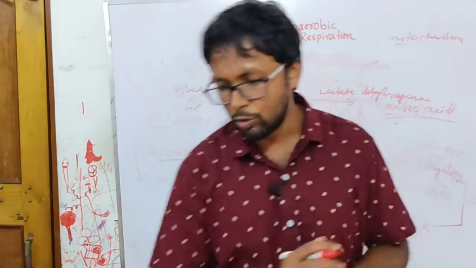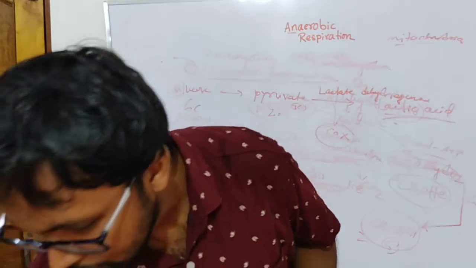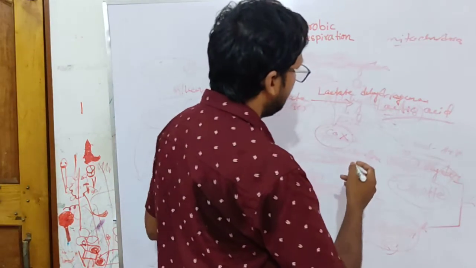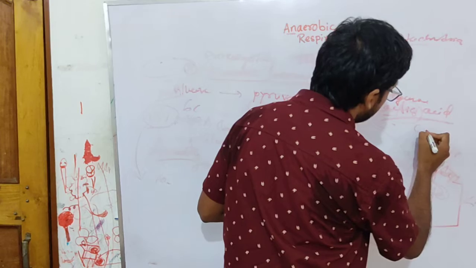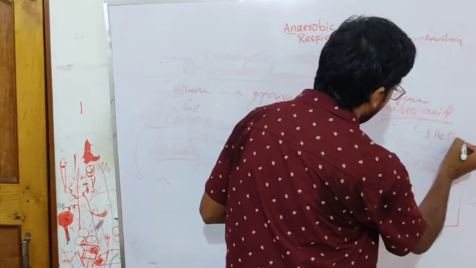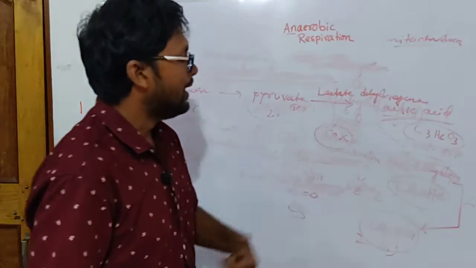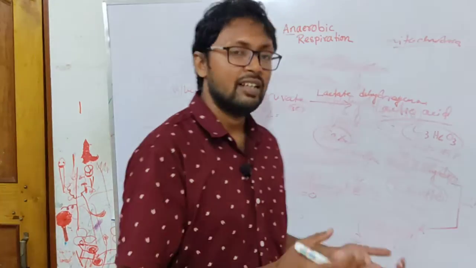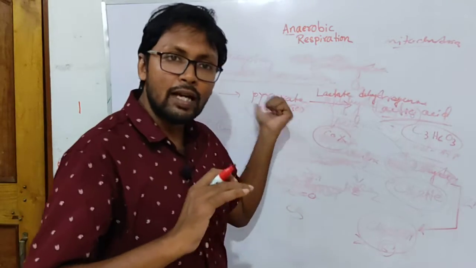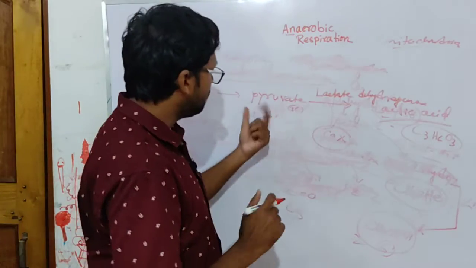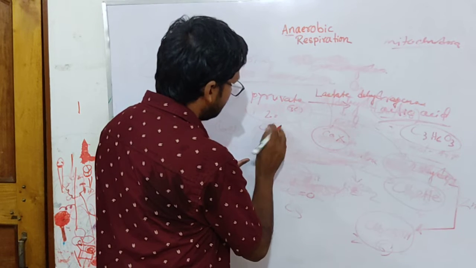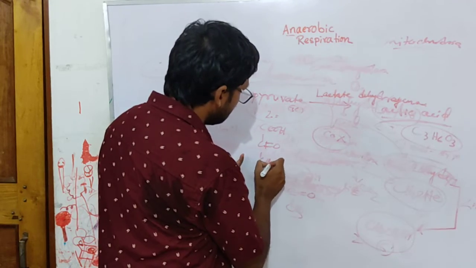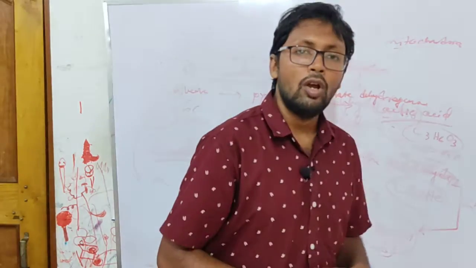So the molecular formula of lactic acid is C3H6O3. Very important thing is that lactate dehydrogenase enzyme does not release carbon dioxide from the pyruvate. So pyruvate does not release carbon dioxide, and the C double bond pyruvic acid is retained.